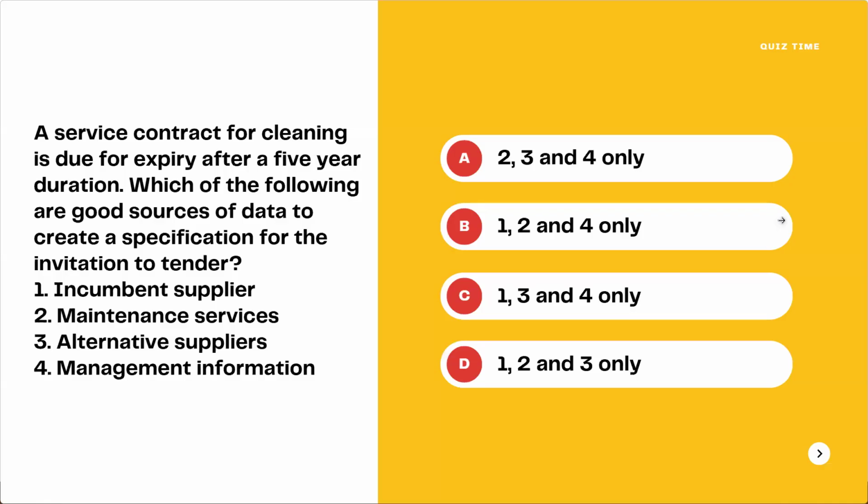The second question is about how to create a specification. We have four options, and we select three from them: an incumbent supplier, maintenance service, alternative supplier, and measurement information. I believe the measurement information here is about the database and data, or the catalog that you have in your server or in your computer. So it could be used to create a new specification.